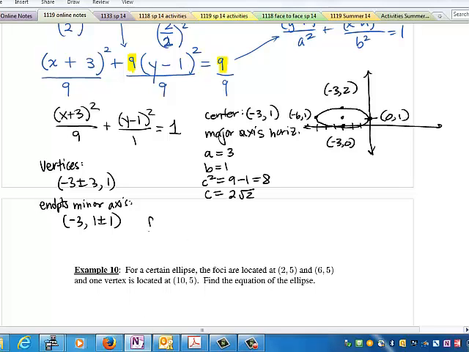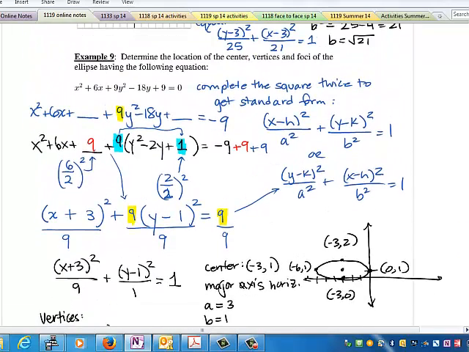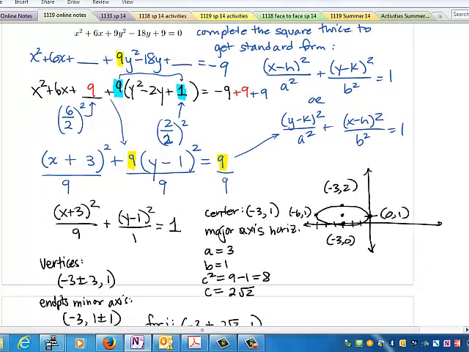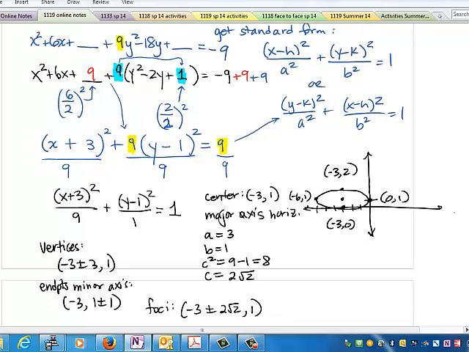And the foci are along the major axis, so left and right of the center. Negative 3 plus or minus 2 square root of 2, 1. Let's make sure we answered everything here. We've got the equation, we've got the graph, vertices and foci we have, and the center we have. So you might want to review a little bit the completing the square process, but it'll come up in the next couple of videos as well.